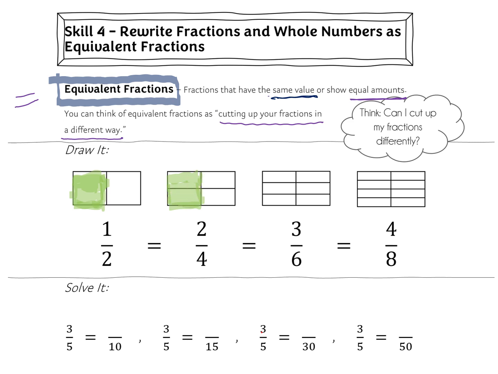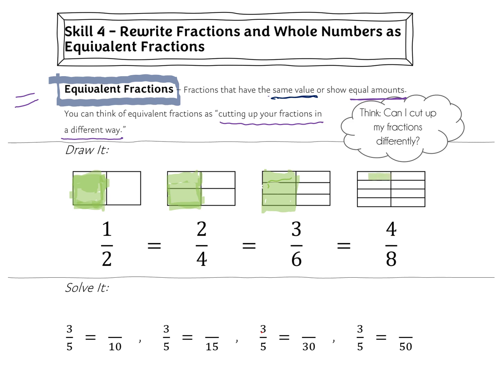This is a different fraction. 2/4 is a different fraction than 1/2, but by looking at the drawings, I can see 1/2 and 2/4 show the same amount. 2/4 are just cut up into smaller pieces, so I get more of them, but it's the same amount colored in. We can keep going over here in our 3/6. Again, it's the same amount. It's cut up differently, but it's still showing the same value.